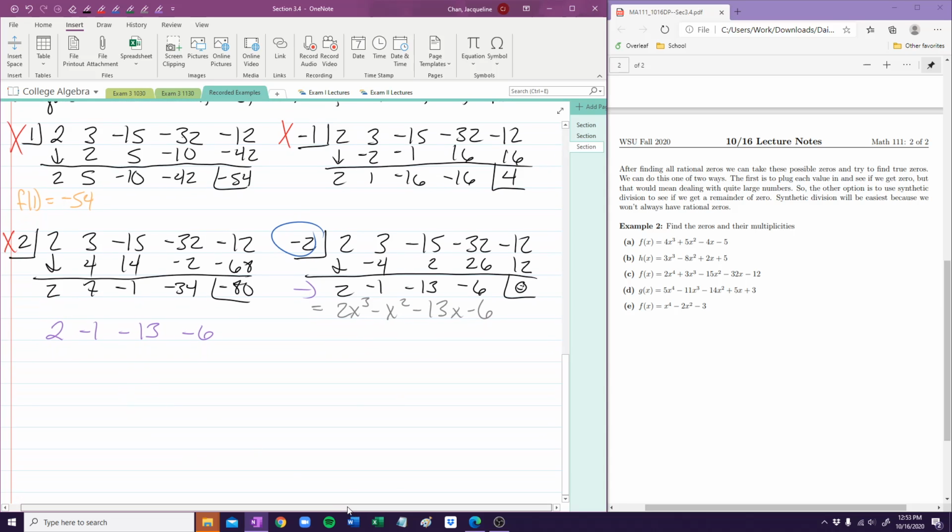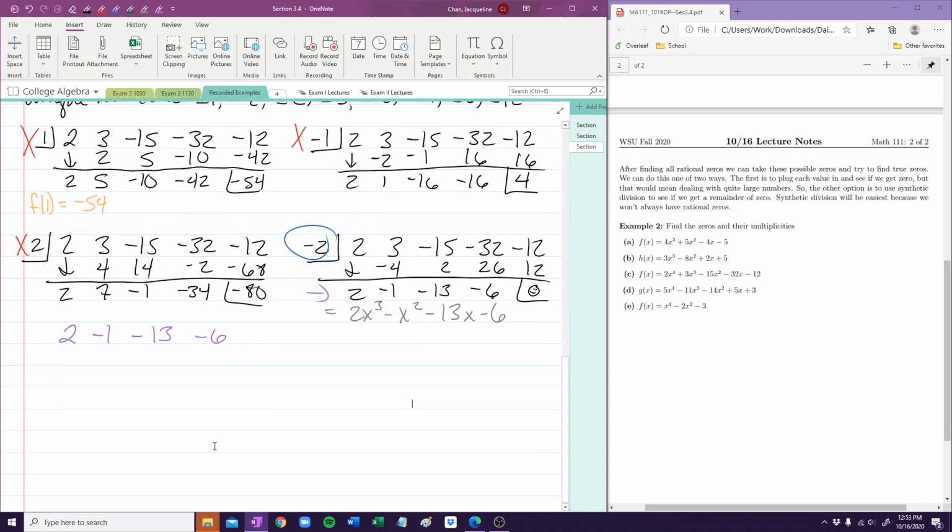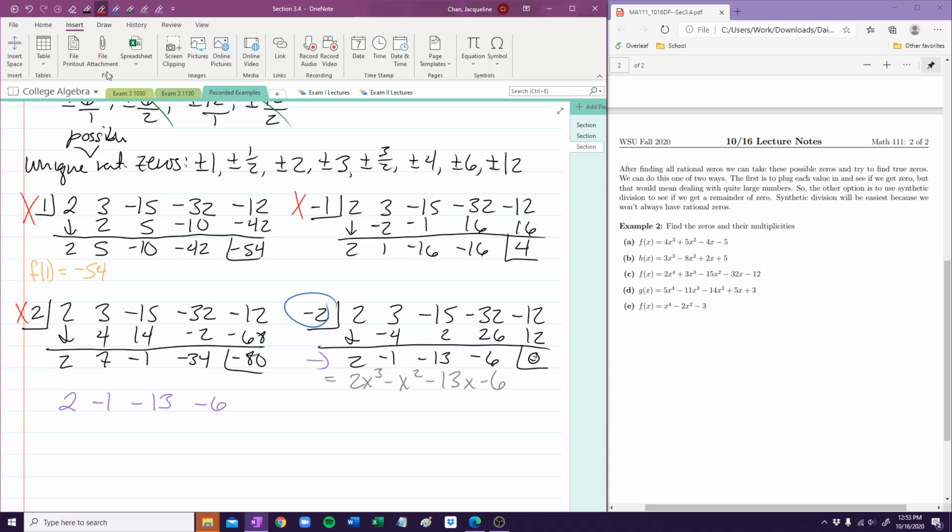Luckily, one thing that's really nice about this is since 1, negative 1, and 2 were not zeros to our original polynomial, it also means that they're not going to be a zero to this one. So what does this mean? This means that when we pick new zeros, we don't have to do this one anymore, and we don't have to do the positive one.